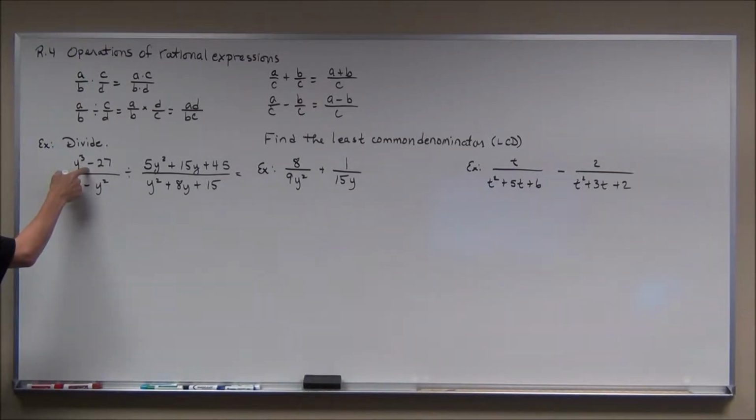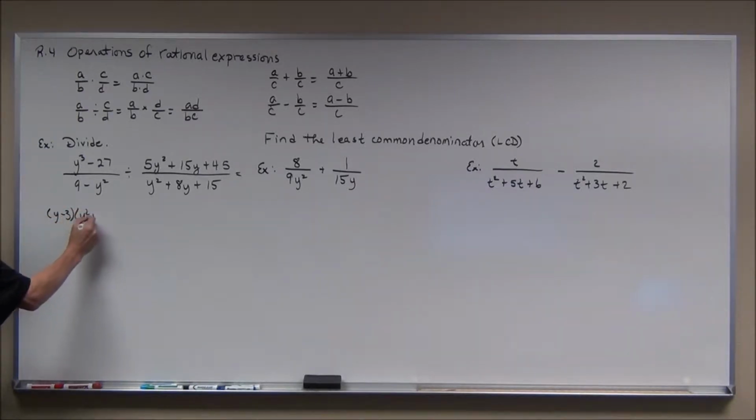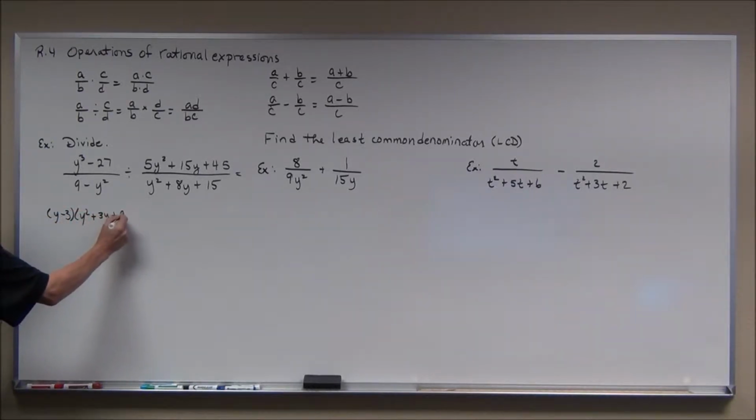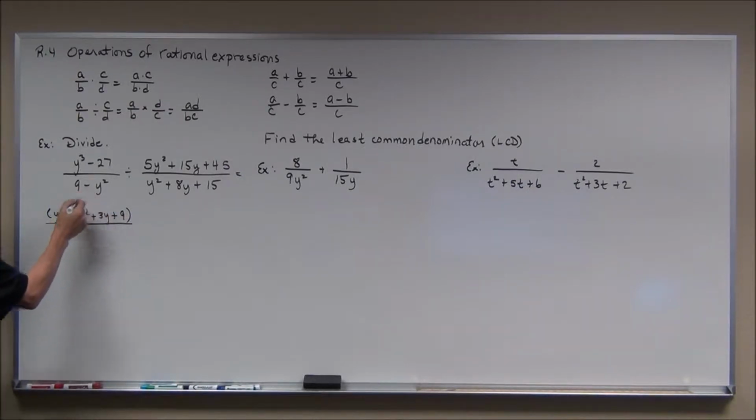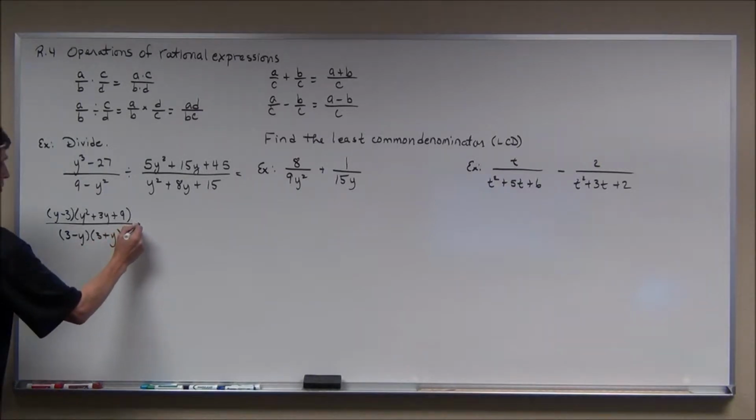This is a difference of cubes. This is y minus 3 times y squared plus 3y plus 9. My denominator here is a difference of squares. It's not in descending order, but I can deal with that here. This is going to be 3 minus y times 3 plus y. Don't forget those conjugates. Now I'm going to change this to multiplication.